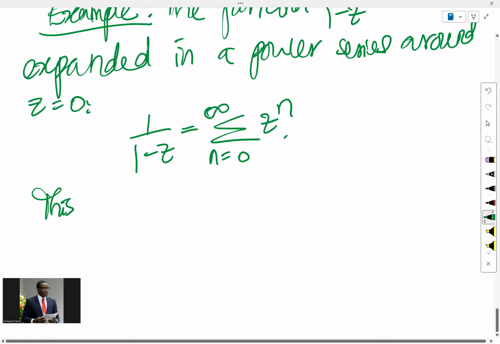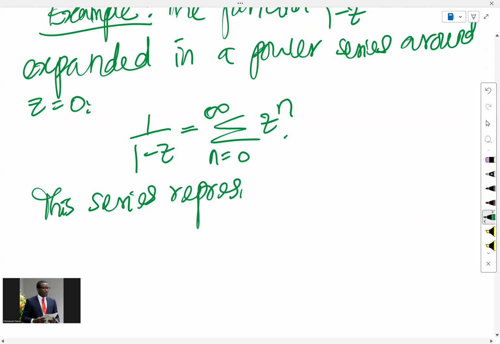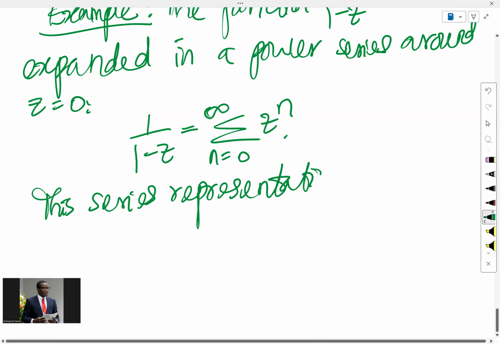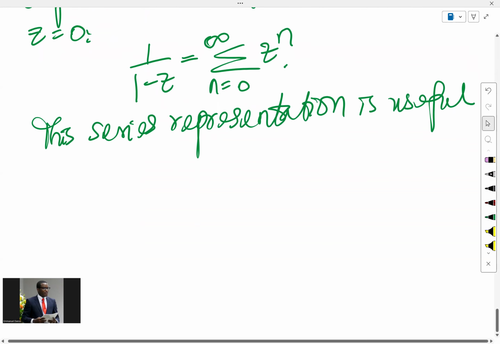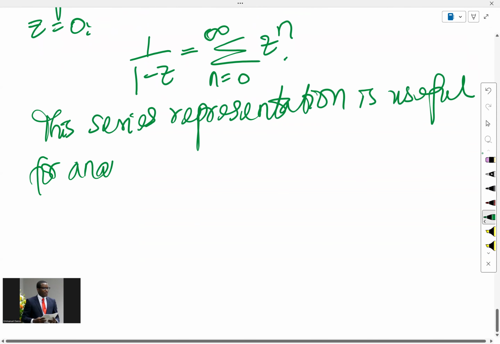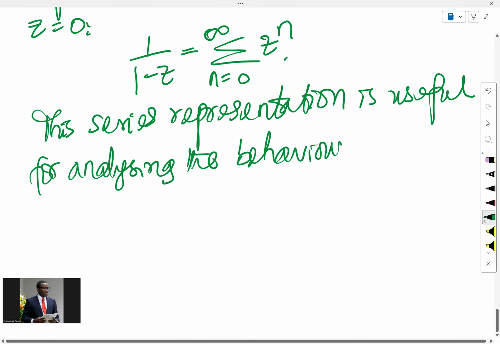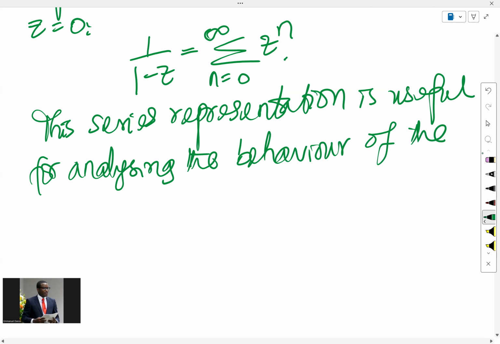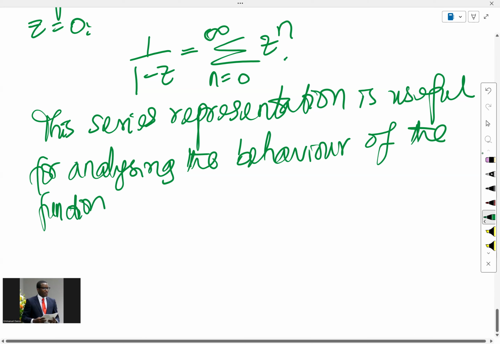So this series representation is useful for analyzing the behavior of the function in complex domains. Okay.